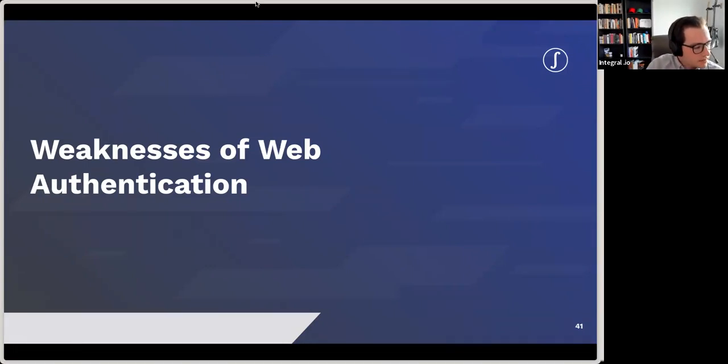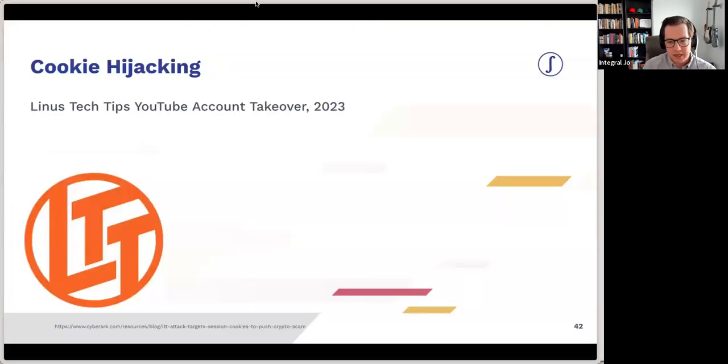So let's talk about some weaknesses with what we've just discussed. I wanted to point out 2 attacks that can be executed against both sessions and tokens. The first one is cookie hijacking.